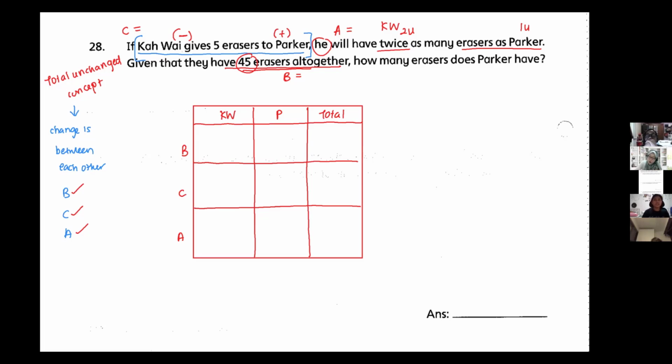So, before Kawe, I do not know. Before Parker, I do not know. Before total, I know. 45. Fill it up. Change, Kawe. Can you see that? The change. Kawe gives 5 erasers, minus 5 to whom? To Parker. Parker plus 5.